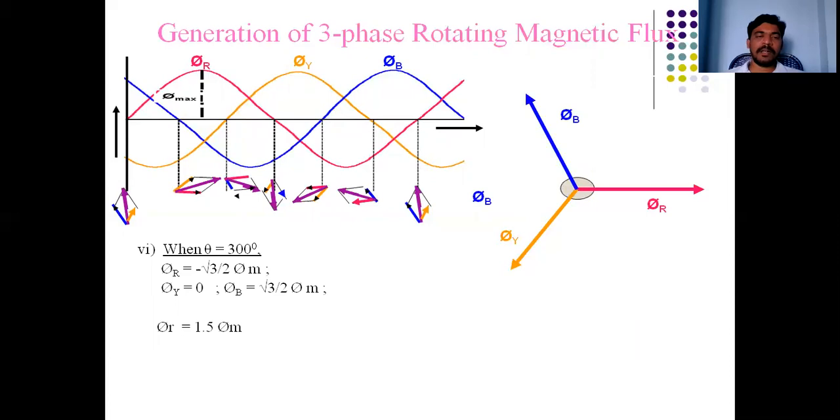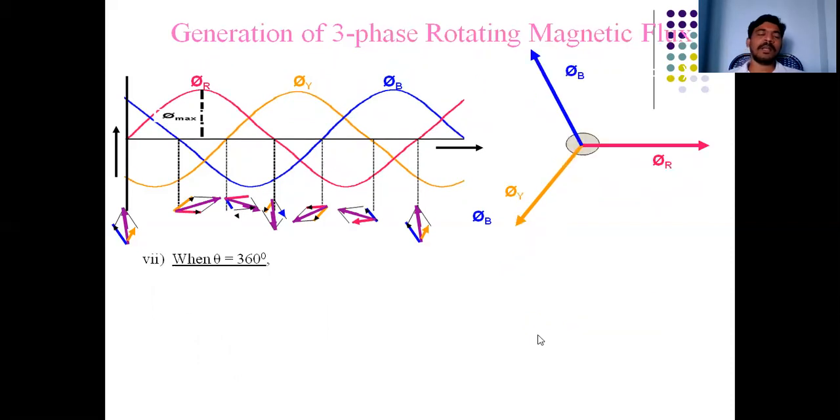So when we take 300, then phi y is equal to 0, remaining phi r and phi b. Phi r is equal to minus root 3 by 2 phi m, phi b is equal to root 3 by 2 phi m. Resultant value is equal to 1.5 phi m. If we construct a parallelogram, then this direction is different.